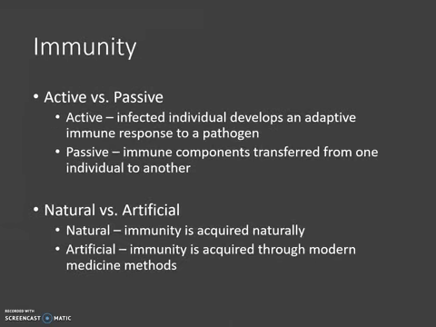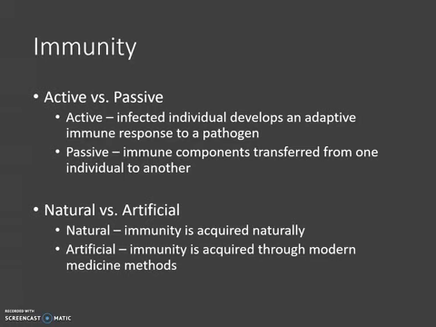Now, there are a couple of different types of immunity. And they're actually a combination of either active or passive and natural versus artificial. So let's take a look at what these terms mean, and then we'll talk about them a little bit more in context on the next slide.